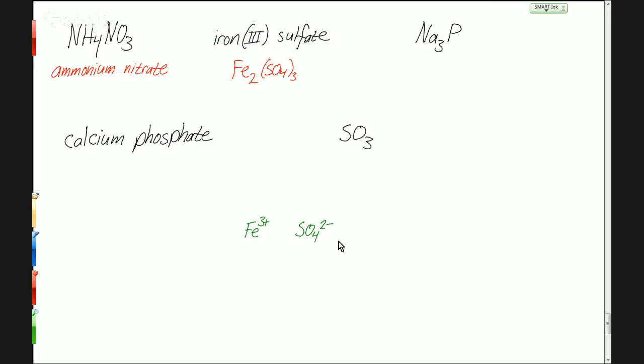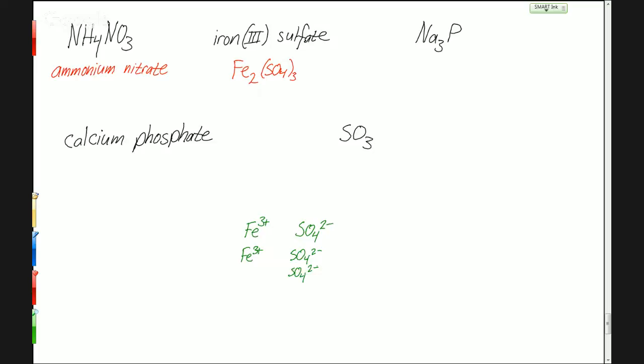To finish finding the formula, we need to make sure these charges balance out. We've got to have as much plus as we have minus, because it's a neutral formula overall. So if the iron is 3 plus and the sulfate is 2 minus, the way to balance that is to have 2 of the 3 pluses and 3 of the 2 minuses. So you have 3 of the 2 minuses and 2 of the 3 pluses, and then the way we write that is Fe2(SO4)3 to show those proportions.